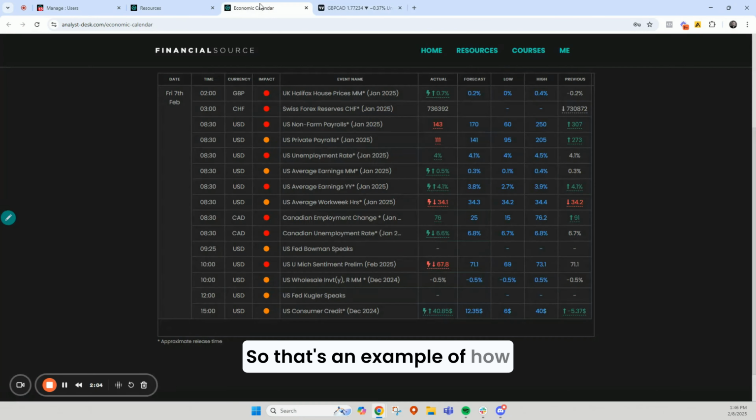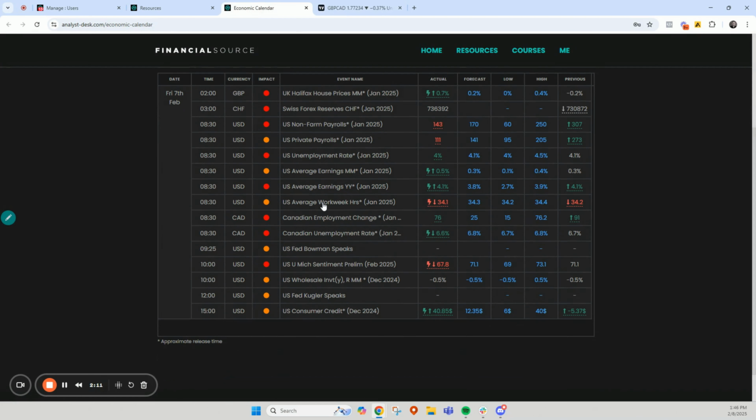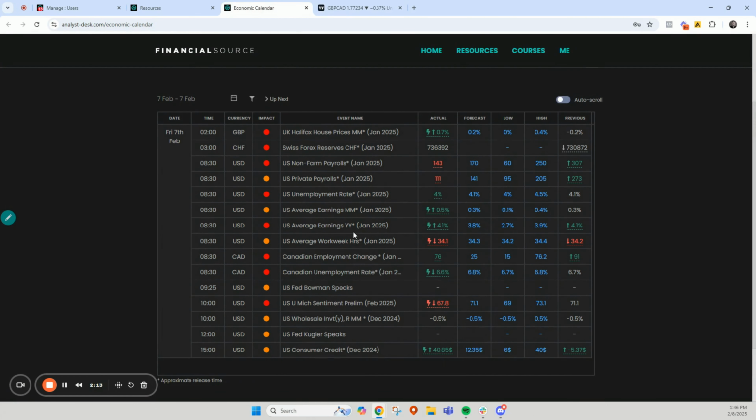So that's an example of how to use a professional calendar. This extra data that you get is essential. It's critical to finding those high probability risk event trades.